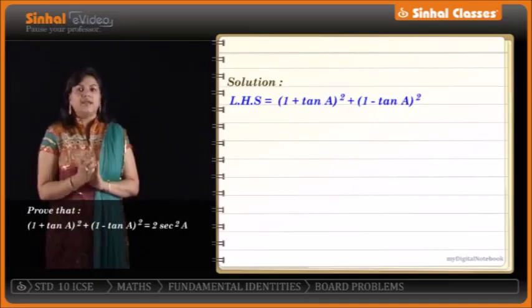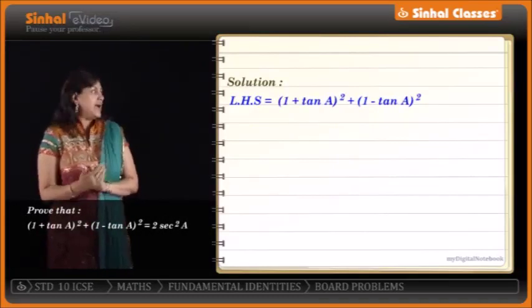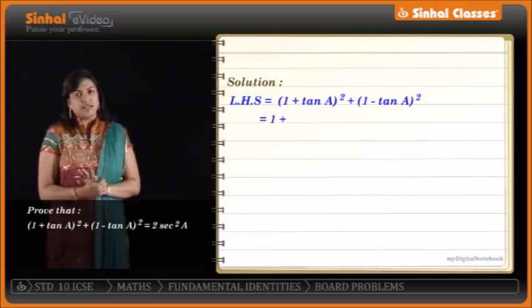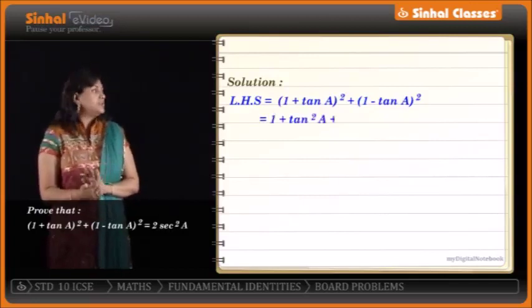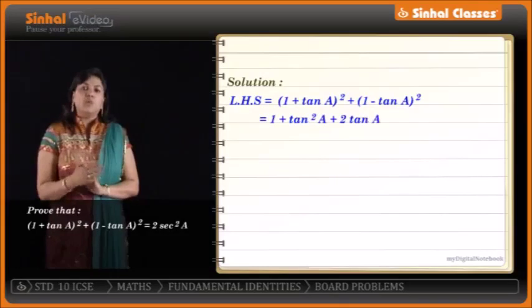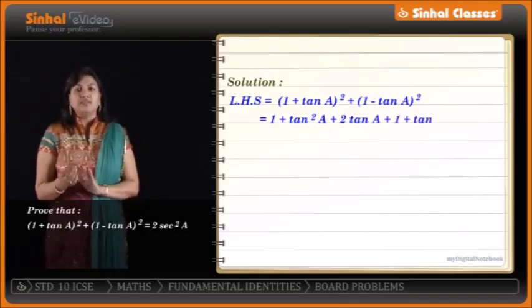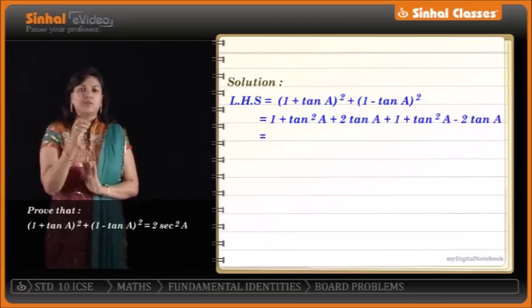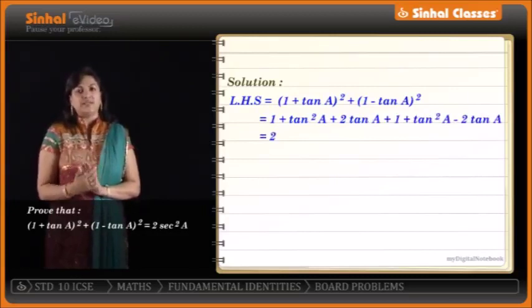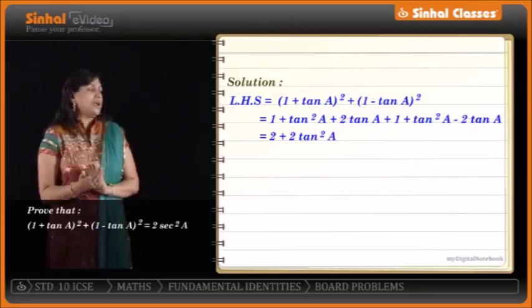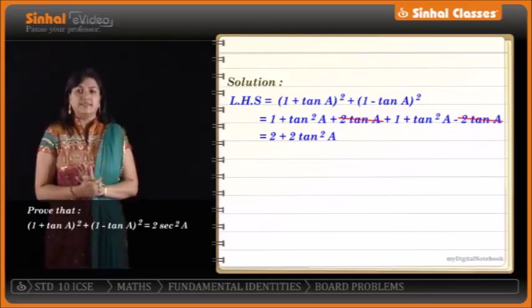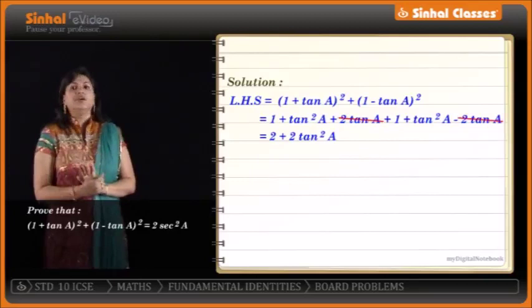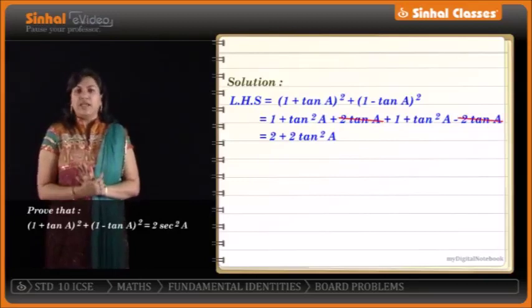But before doing that, let's expand the LHS as 1 plus tan square A plus 2 tan A plus 1 plus tan square A minus 2 tan A. Now 1 plus 1 gives us 2, tan square A plus tan square A, 2 tan square A, and minus 2 tan A and plus 2 tan A cancels. So we are left with 2 plus 2 tan square A.